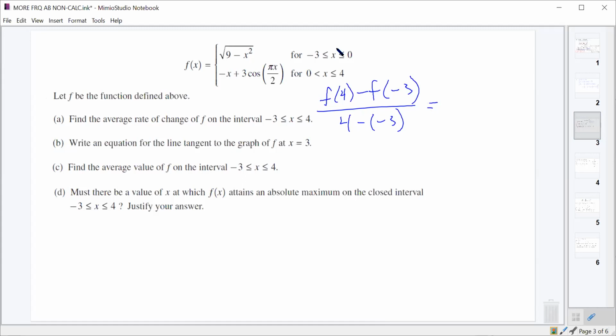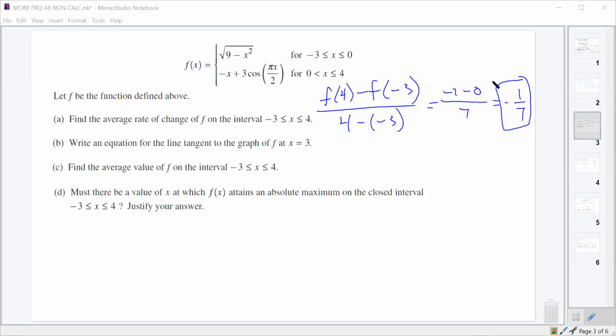What's f of 4? F of 4 ought to be the cosine of 2 pi. What's the cosine of 2 pi? 1. So we have -4 plus 3 times 1, so -4 plus 3 should be -1. And then what's f of -3? Well, -3 squared is 9, and 9 minus 9 is 0. So we get -1 minus 0 over 7. -1/7. Good or no?